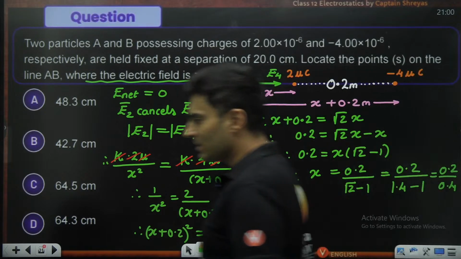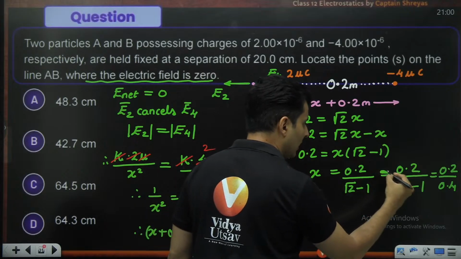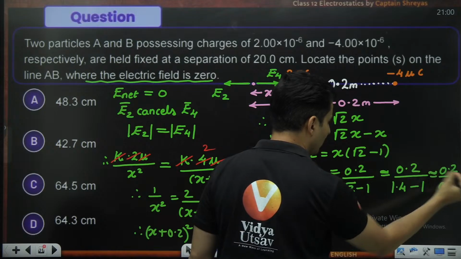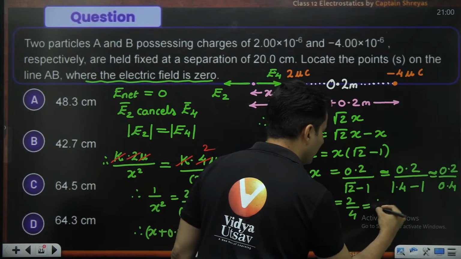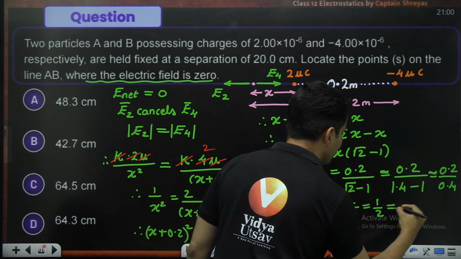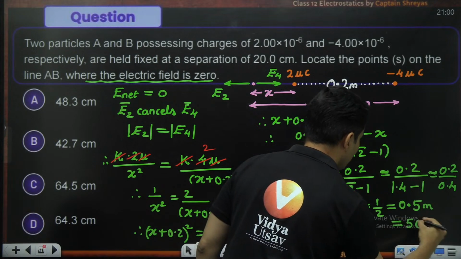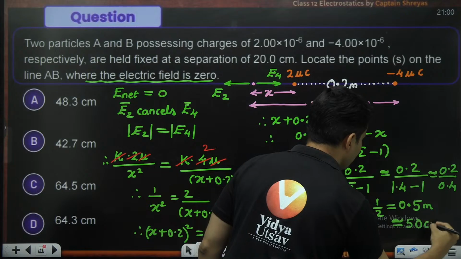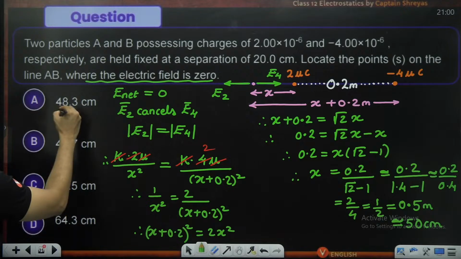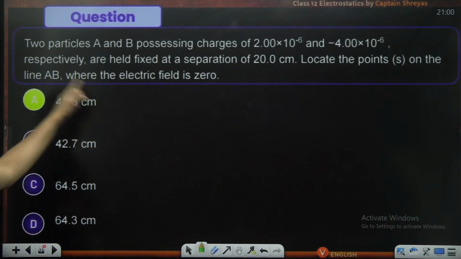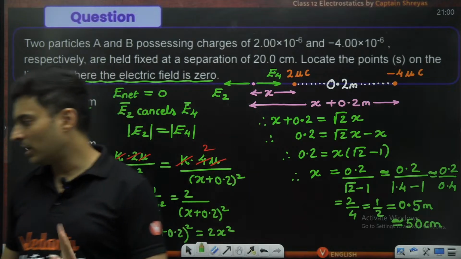Is that right? So, by the way, this value was approximate. I did not calculate the exact value. This was actually 1.414. I made it approximate. This is as good as saying 2 by 4, which is 1 by 2, which is nothing but 0.5 meters, which is almost approximately 50 centimeters. Close to 50 centimeters. Which is the answer closest to 50 centimeters? 48.3. Hence, that is the answer. Got it? How do we solve it? Understood, everyone?